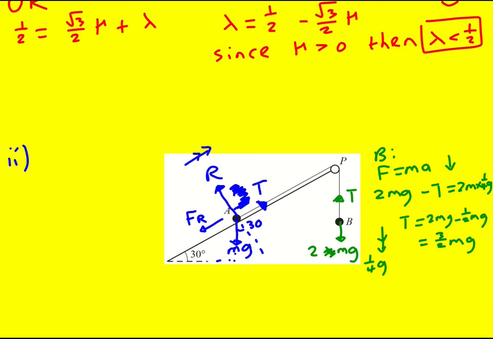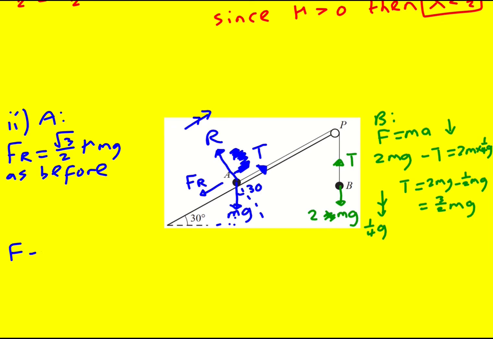On to A. Now the normal reaction force is still going to be mg cos 30, and therefore the frictional force is still going to be mu times that. It's going to be root 3 over 2 mu mg as before. What's different now is the motion. So let's apply F equals ma up the slope. So T minus mg sine 30 minus Fr is going to equal ma.